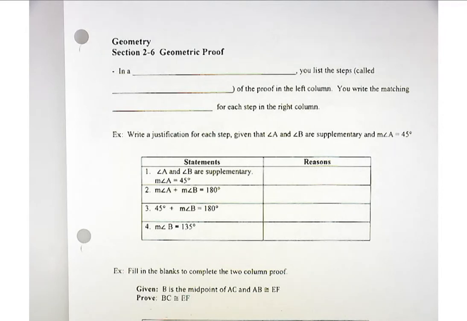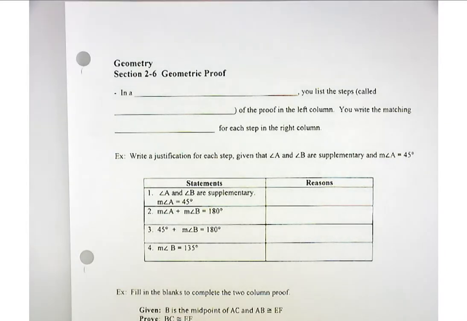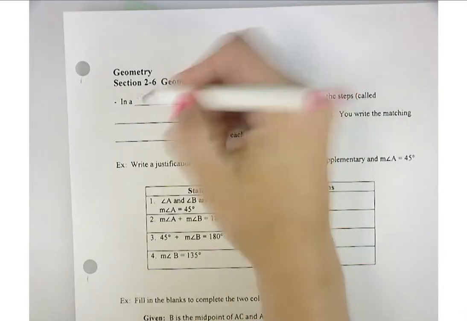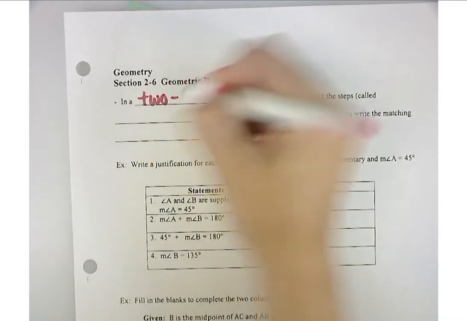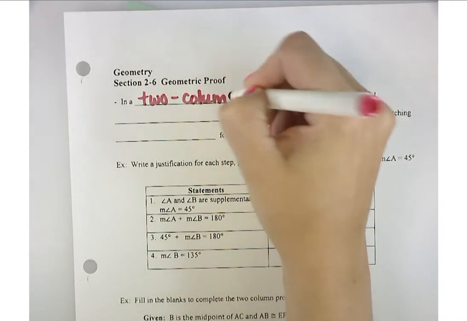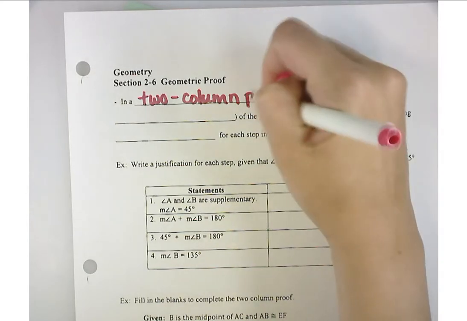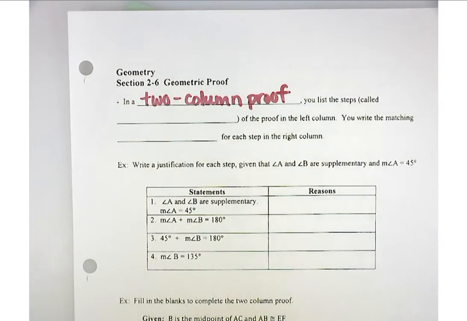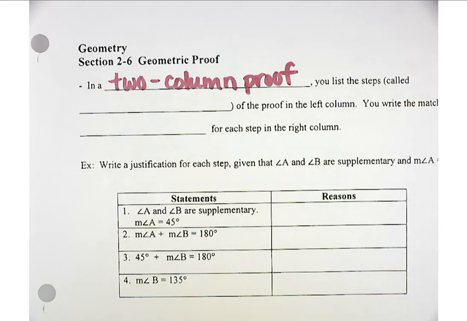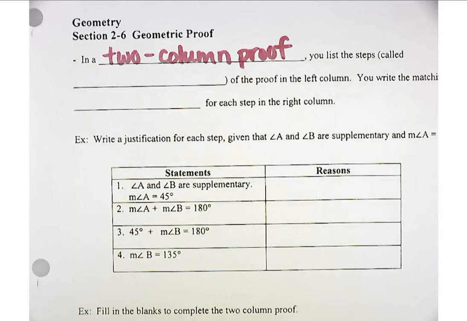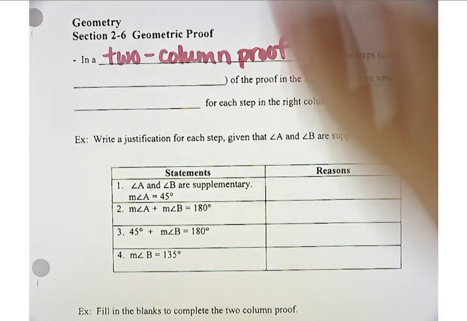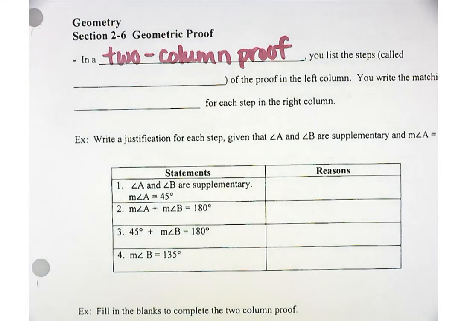Today is going to start our first day of two-column proofs. Okay, so a two-column proof, you are going to have two different columns, one that's going to list the steps, and then the other one is going to list justifications. So the steps we call statements.